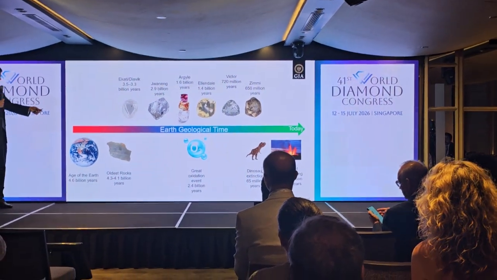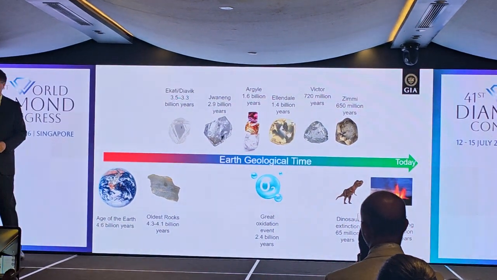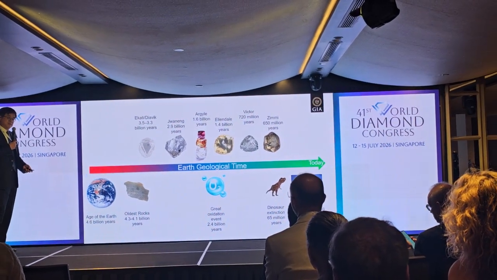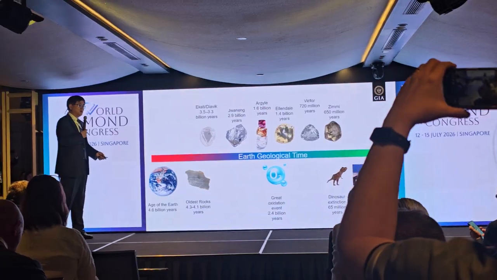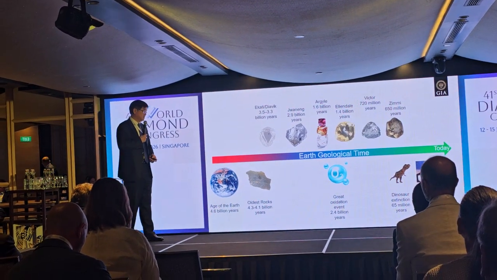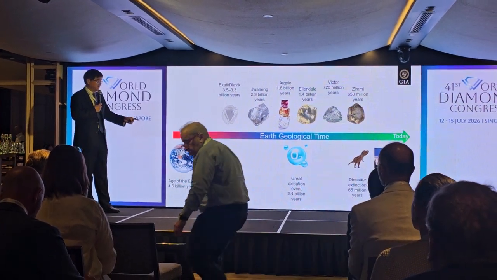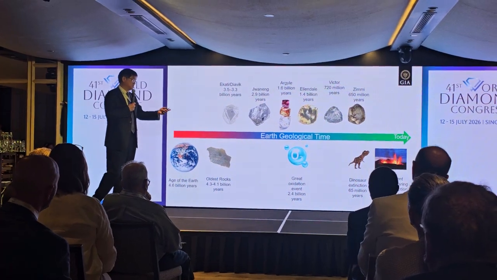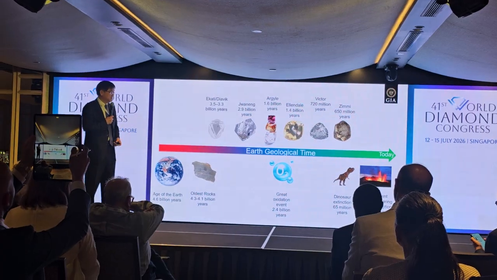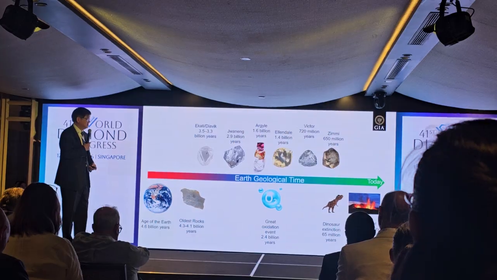So here I try to show the history of the Earth. Earth itself is 4.6 billion years old. There are a few important events of the Earth I want to mention. The oldest crust we can touch now is about 4.3 billion years old. The great oxygen event of the Earth occurred about 2.4 billion years ago. Dinosaurs disappeared about 65 million years ago. And the most recent eruption of kimberlite was about 22 million years ago.